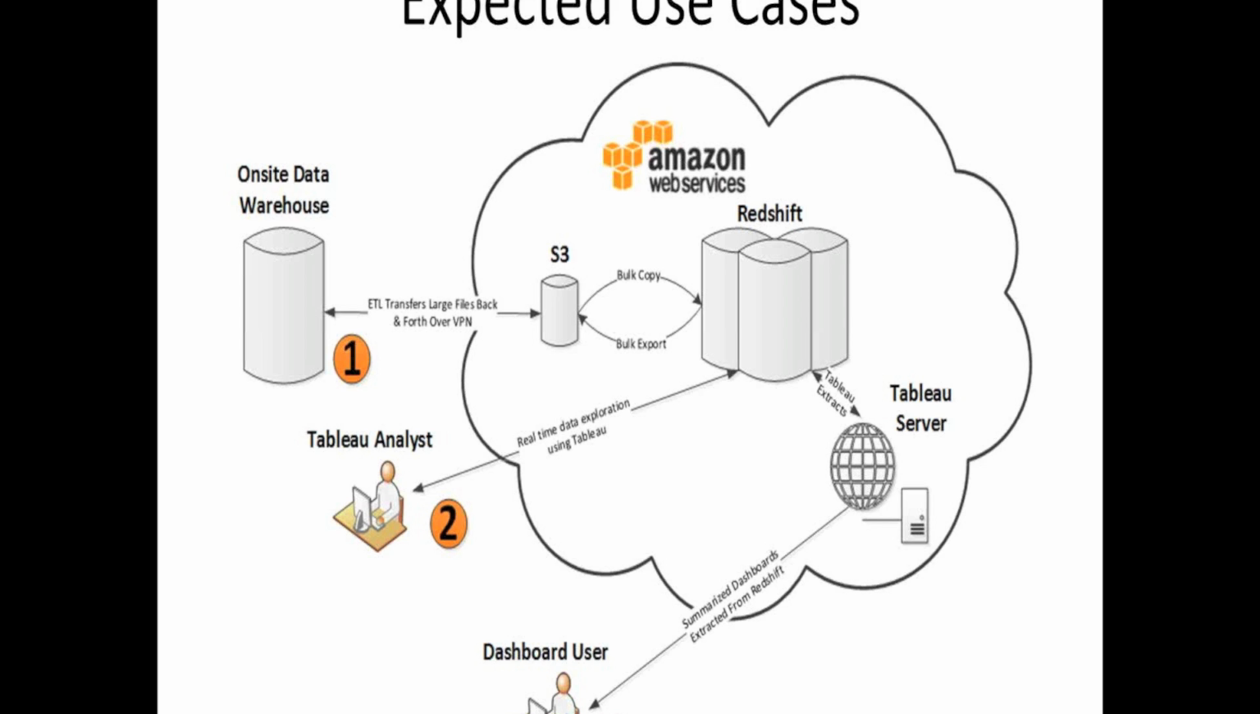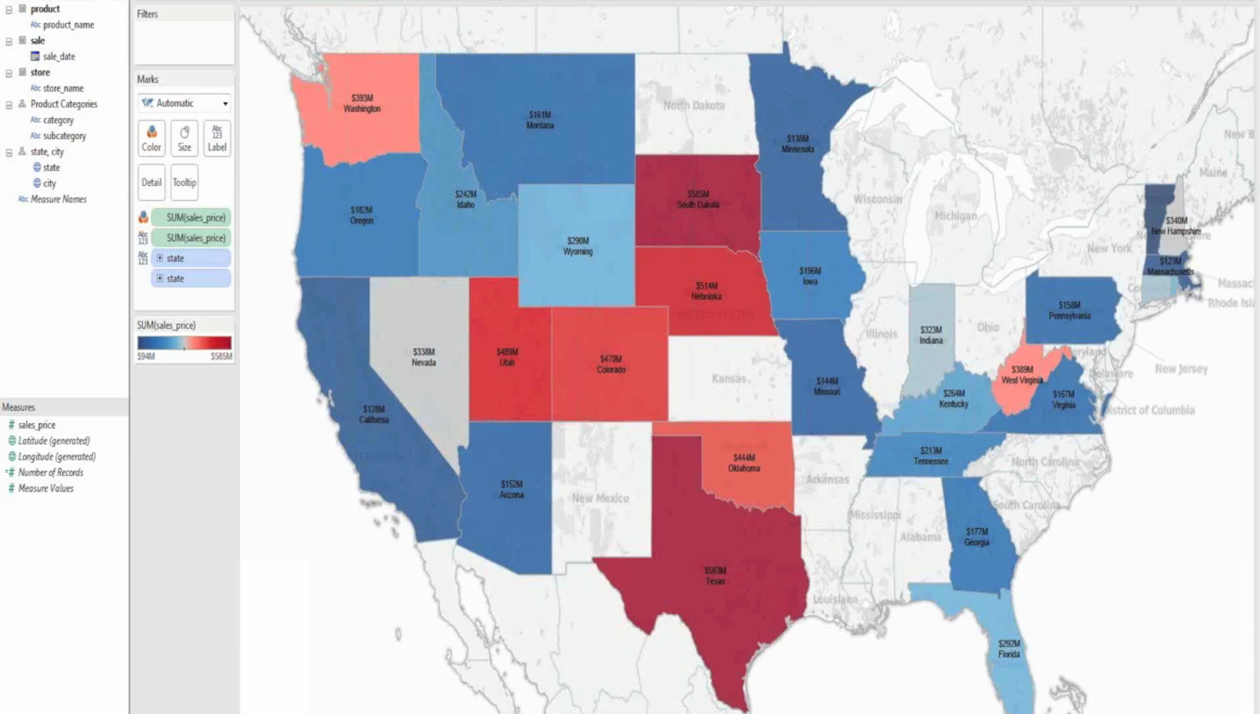From Redshift, then you can use what I just did today with real-time analytics and a real-time connection, just being able to build these visualizations. Or you can run a Tableau server, upload one of the dashboards like this, and have it extract on a timetable and pull that data from Redshift to a dashboard user.